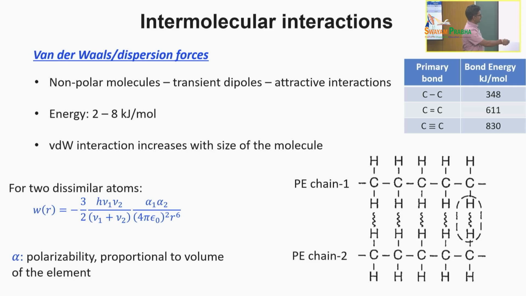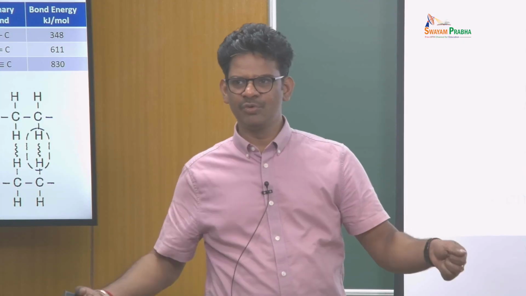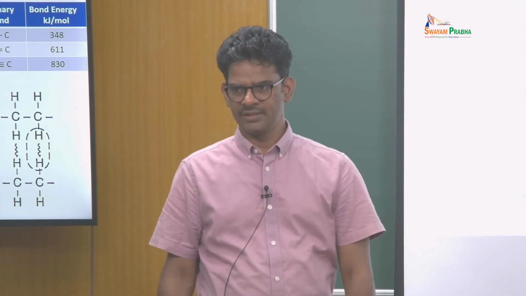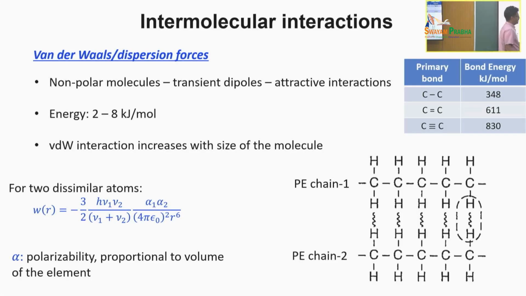It is shown as a wiggly line because these are not permanent bonds. If you apply some amount of energy, you can rip this off. You can actually remove this bond. That's why it's called a transient bond or a secondary bond. So it is not only in this particular orientation. We highlight the van der Waals interaction between the hydrogen of this chain and the hydrogen of this chain.